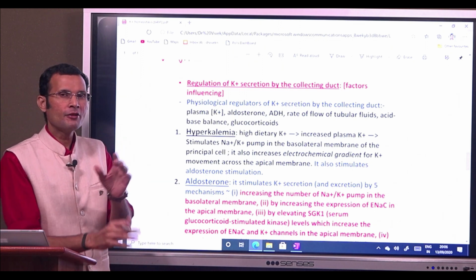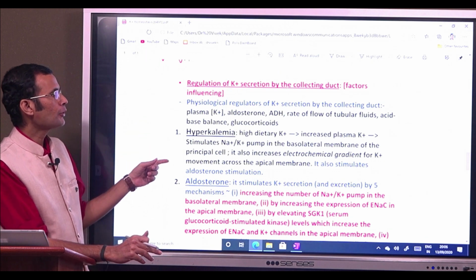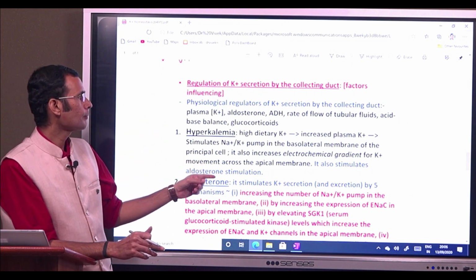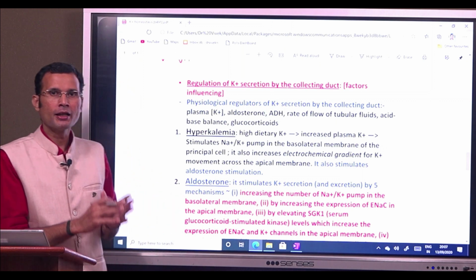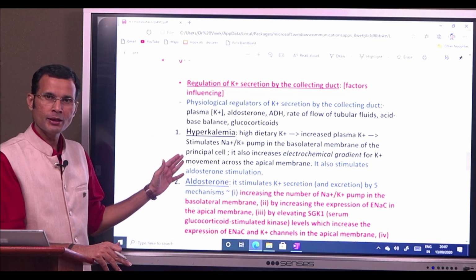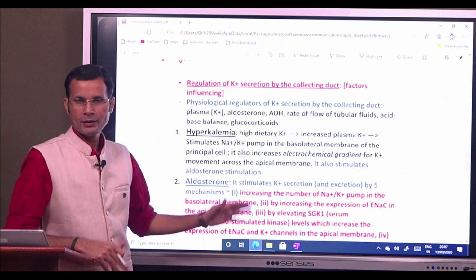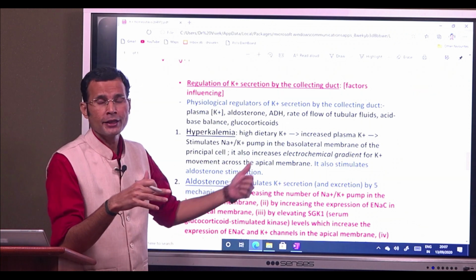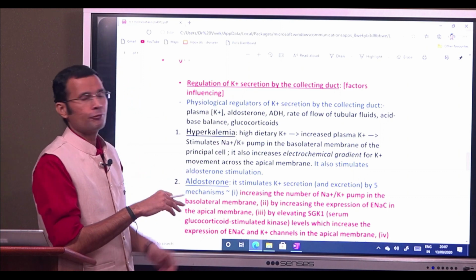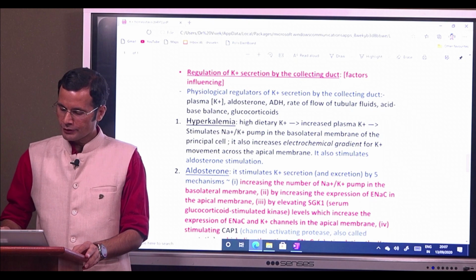Most important ones, I will mention 2 or 3. Plasma potassium levels, aldosterone, and rate of flow of tubular fluids. These 3 are the most important ones. Plasma potassium levels, aldosterone, which I'll discuss with kidney function, and rate of flow of tubular fluid. So let's quickly see these.